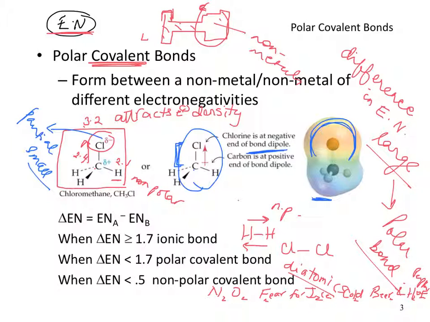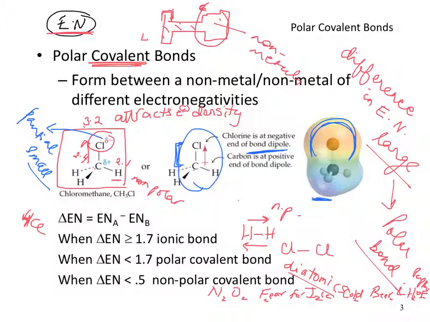So N2, O2, F2, I2, Cl2, Br2, and H2. Those are my diatomics. Anytime you see a diatomic molecule, that automatically means that it's going to be non-polar in nature. It has to be homonuclear though. Something like HCl, that too contains two atoms, but those are not homonuclear. One is hydrogen, the other is chlorine.